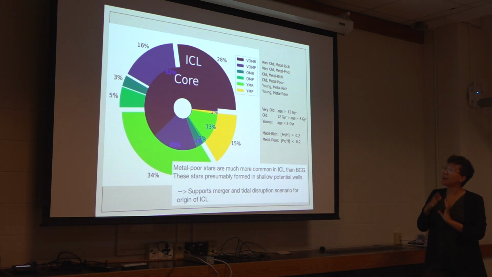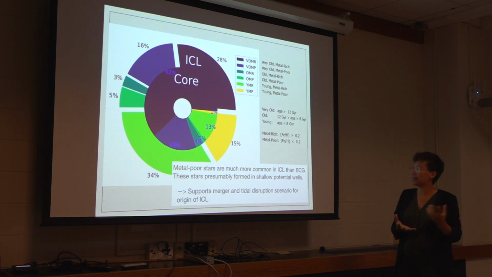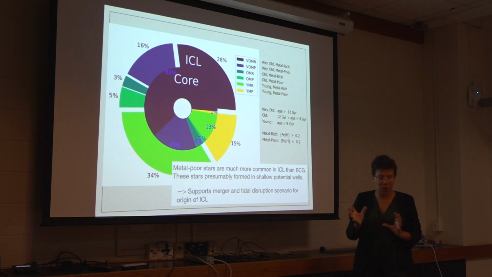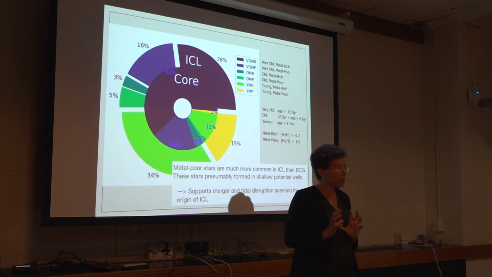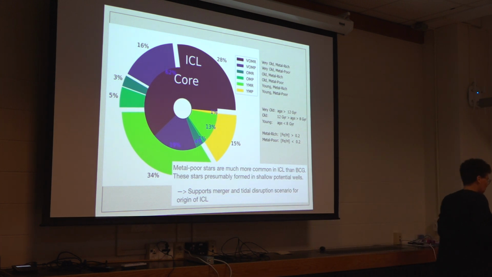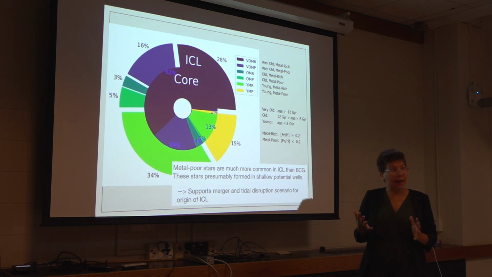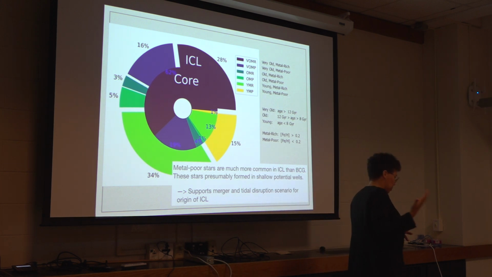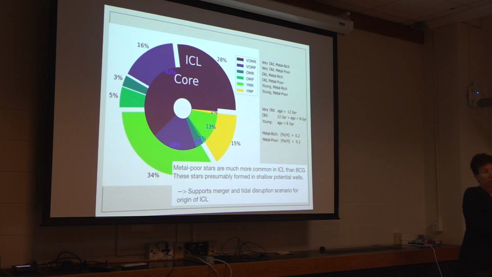Metal-poor stars are much more common in the ICL than the BCG, and these stars presumably then formed in shallow potential wells. So this supports a merger and tidal disruption scenario of the ICL. And given the mass-metallicity relationship and the metallicity of these stars, L-star galaxies fit better with this data, L-star galaxies being the source of the ICL, than large red galaxies.